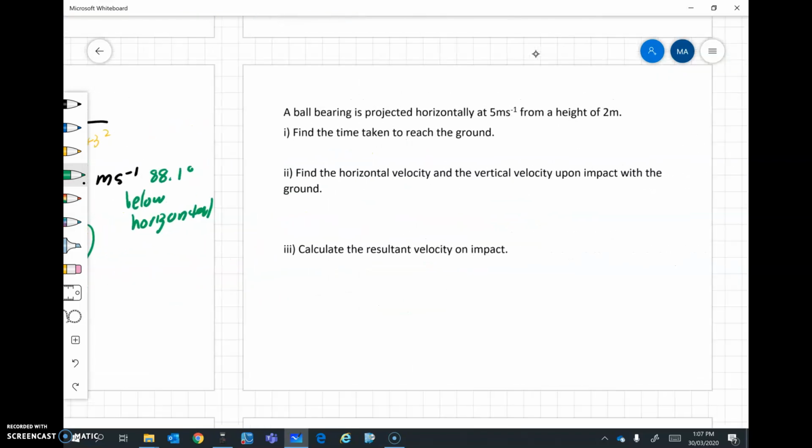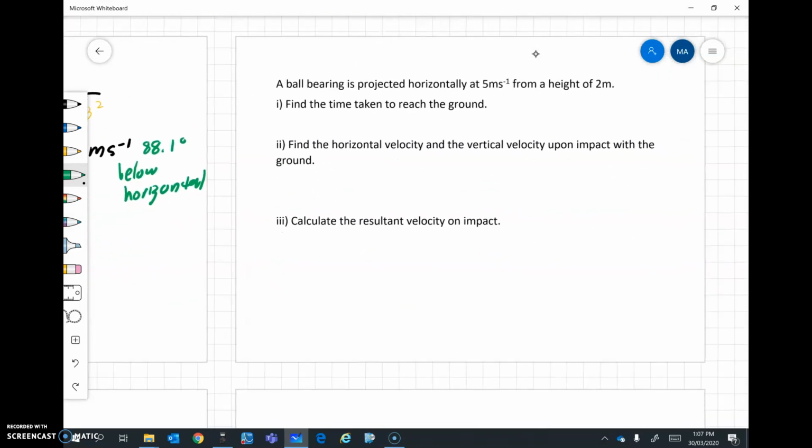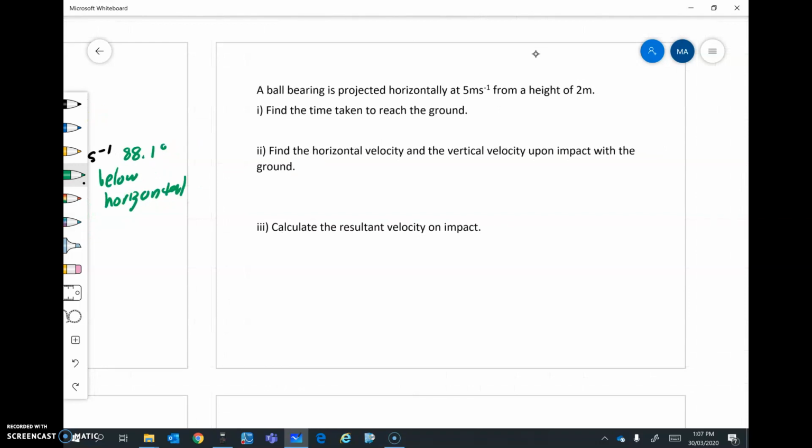Okay, now I'm going to do this example with you guys using the same principles as earlier. The time taken to reach the ground, then finding the horizontal and vertical velocity, and finally using Pythagoras Theorem to resolve those into a resultant velocity. So you might want to pause the video and try this yourself, and then I'll have a go at it. Okay, I'm going to have a go at it.